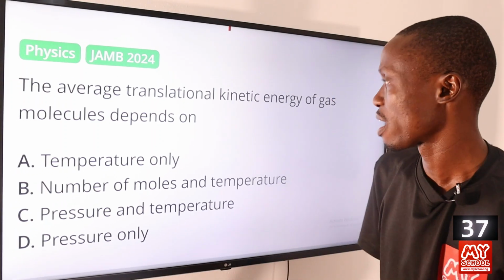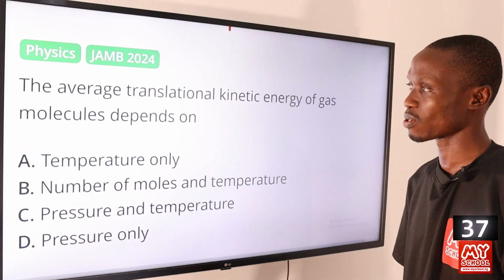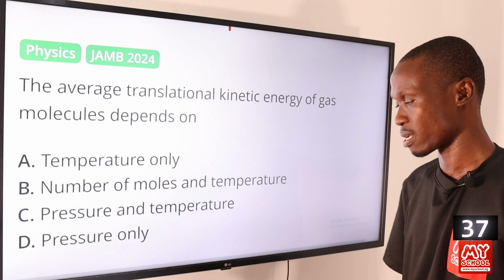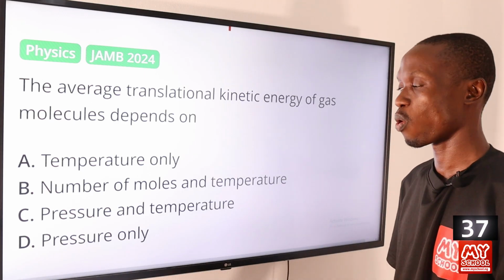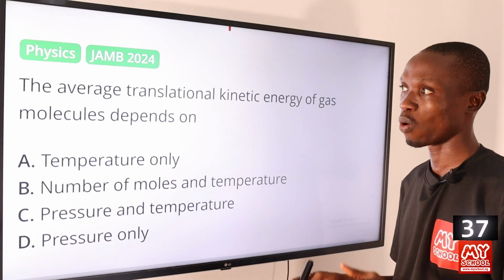Question 37. The average translational kinetic energy of gas molecules depends on A, temperature only, B, number of moles and temperature, C, pressure and temperature, D, pressure only. So the answer to this question is option A, temperature only.